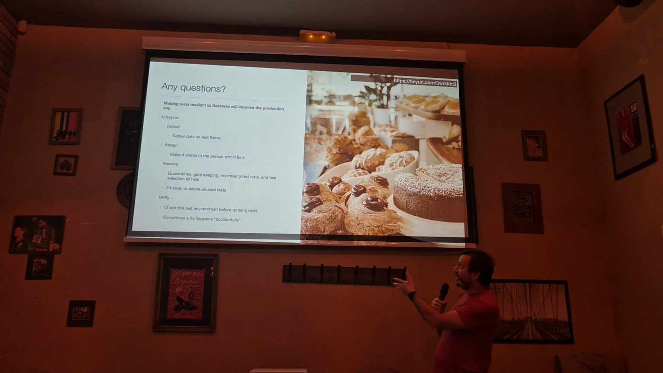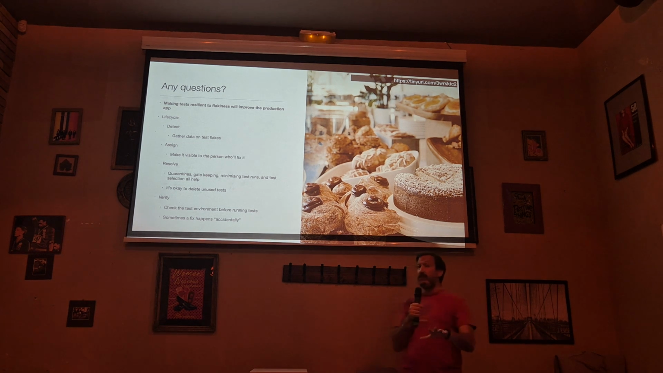The life cycle of a flaky test: we want to detect it. We need to do that. We can gather data out of band in order to support that. We need to assign it. When we have found a flaky test, we need to give it to someone so that they are responsible for fixing it. It cannot be a team, it must be a person. You need to resolve it. I don't care how you resolve it, it's okay to fix it, it's okay to rewrite it, it's okay to delete it. These are all perfectly reasonable options.